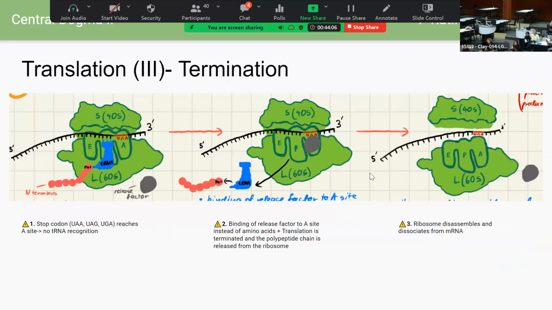And then finally, termination. Once you reach a stop codon, there's no tRNA recognition. Instead, a release factor binds to it, as you can see this grey blob here, which makes the ribosome tear apart, and then the mRNA can also be released.